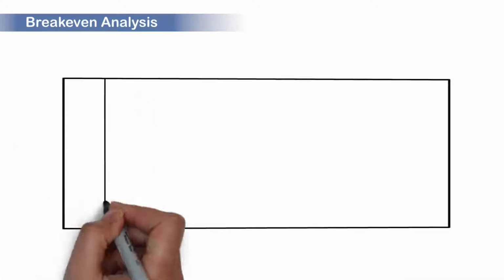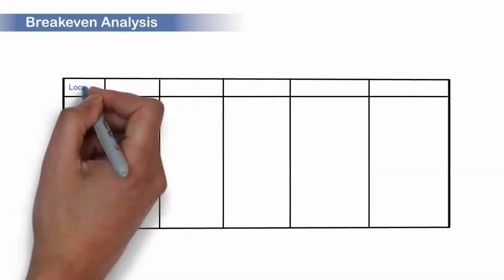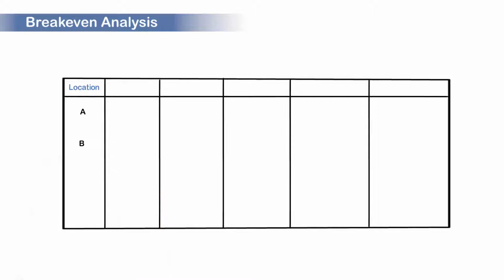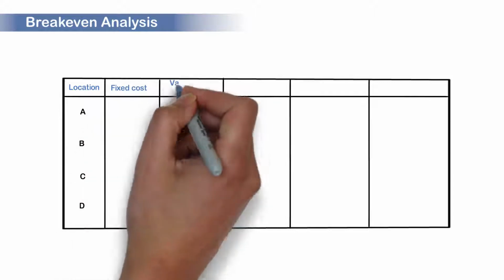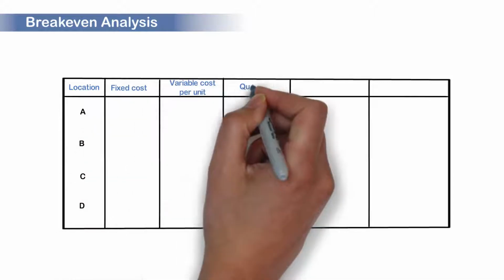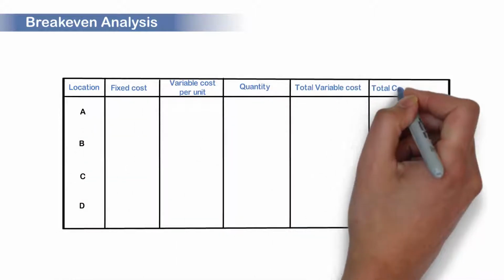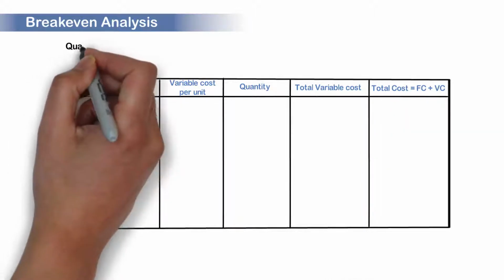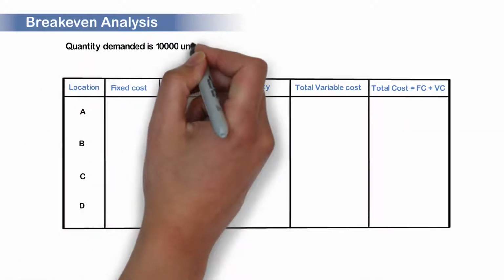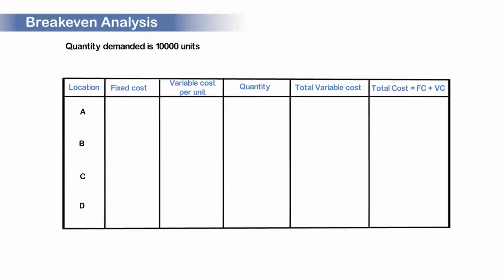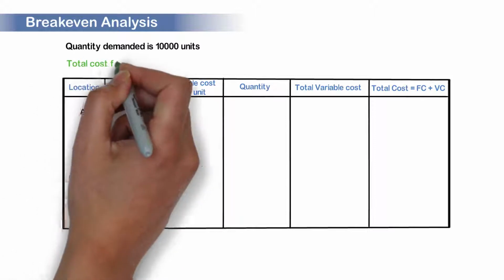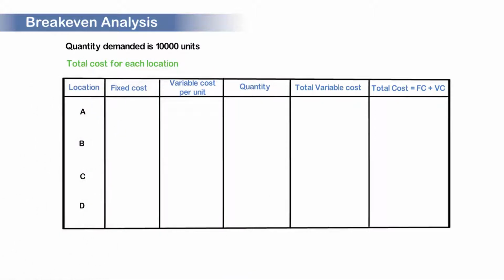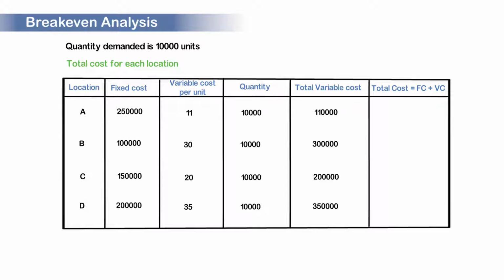Let us consider an example. Four different locations A, B, C and D are considered for the facility location decision. The fixed costs and the variable costs are given. Let us assume that the quantity demanded is 10,000 units. Using this quantity, we have to calculate the total cost for each location as given below.